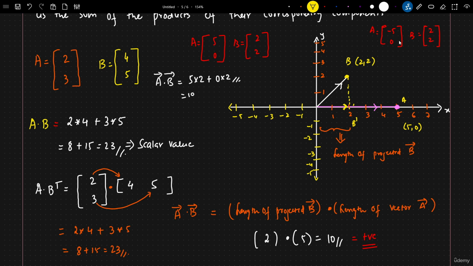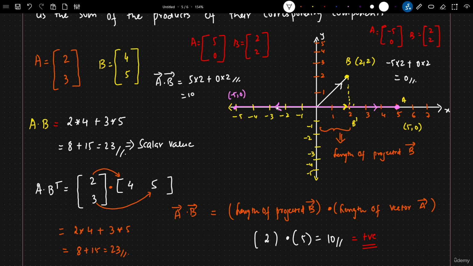Now let's take the scenario when I take minus 5, 0. Minus 5, 0 is nothing but this line, right? So this is my vector now in this direction. If I consider this point as minus 5, 0, then I'm multiplying with 2, 2, right? If I do this dot operation, it is 5 multiplied by 2 plus 0 multiplied by 2, which is nothing but 0. Now, I have this 5, 0, and here you have this 2, 2.